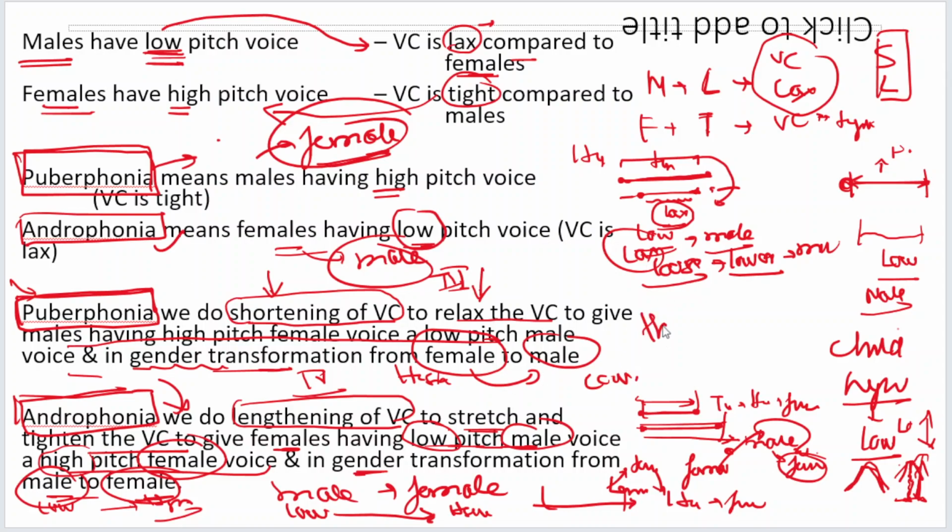So with this, we come to the ending of the entire chapter of vocal cord paralysis, including thyroplasty.